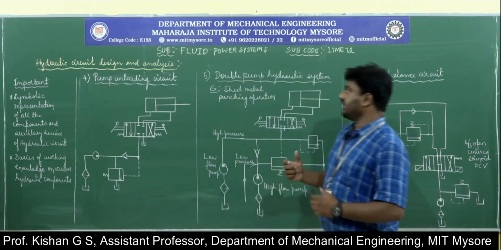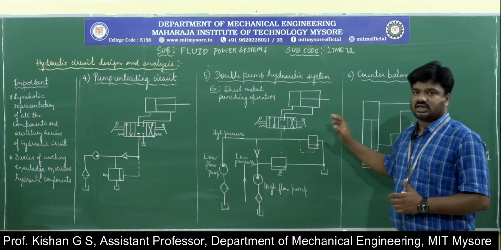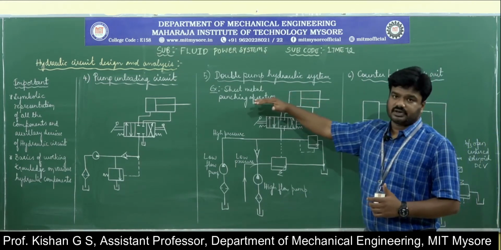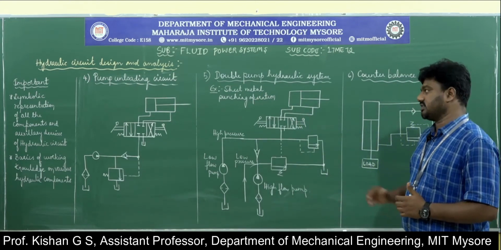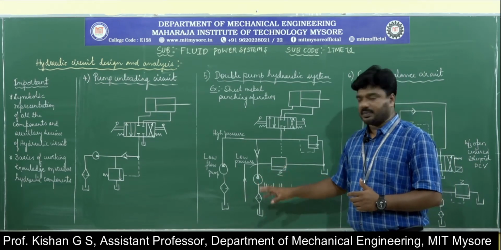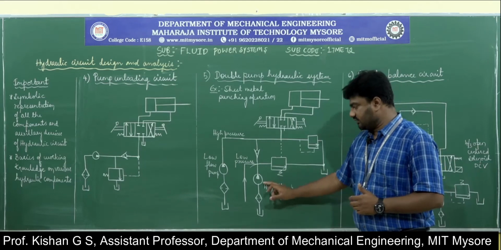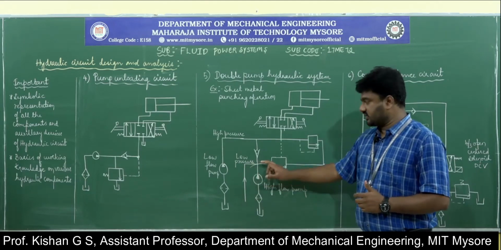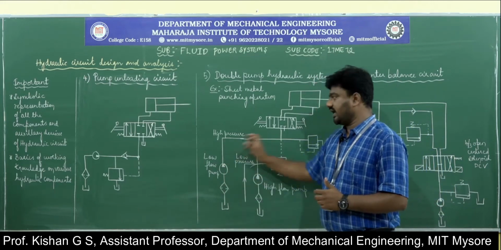Moving on with the next one, it is the double pump hydraulic system. This is basically used in sheet metal operations such as punching operations, so sheet metal punching is the application here. We have two pumps available, a low flow pump and a high flow pump. The high flow pump supplies a low pressure line, whereas the low flow pump supplies the high pressure line.